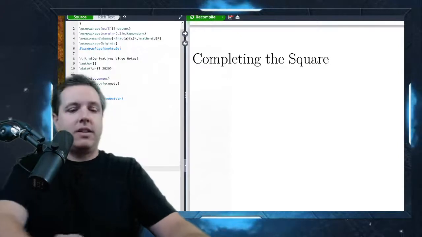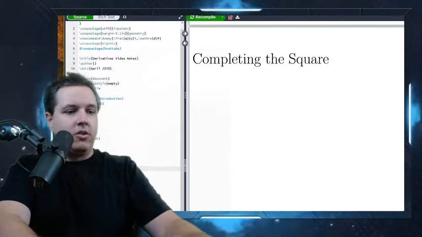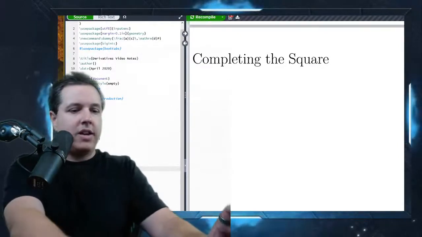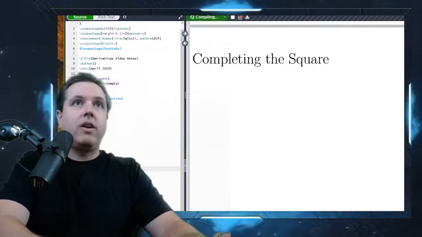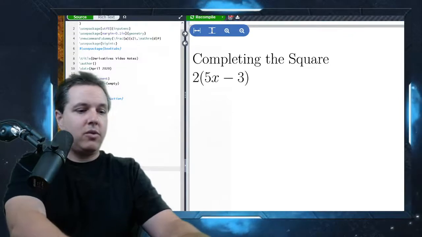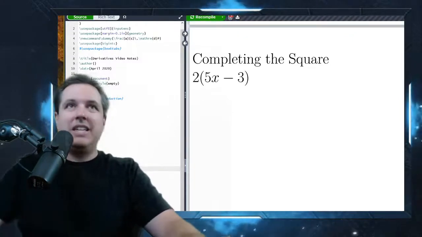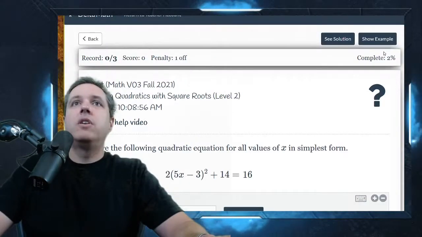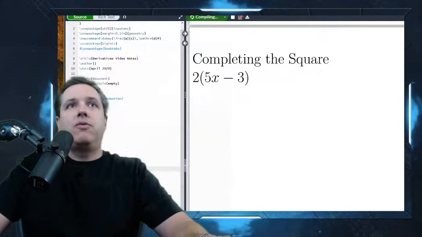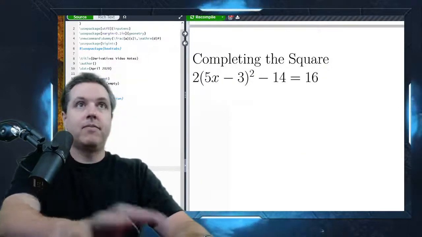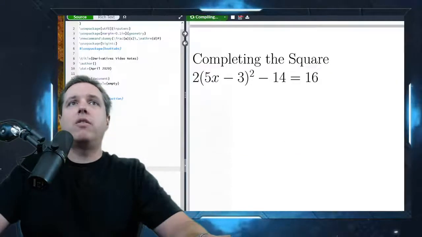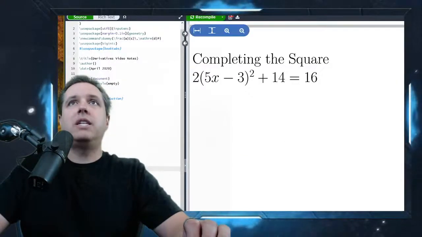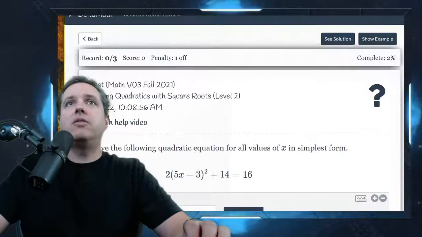So what, 2, 5x minus 3. So we've got 2 times 5x minus 3 squared minus 14 equals 16. Did I get that right? Probably not. Nope, plus 14. Almost got it. So 2 times 5x minus 3 squared plus 14 equals 16.